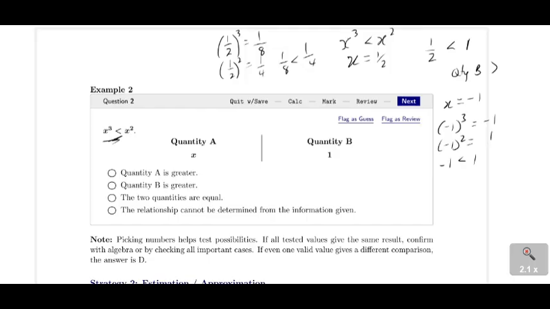All right, since it's obeyed, now quantity A is x and our x is -1. So let's compare -1 with quantity B, which is +1. And here too clearly, you can see -1 is less than +1. So in this particular case, quantity B is also greater, right?